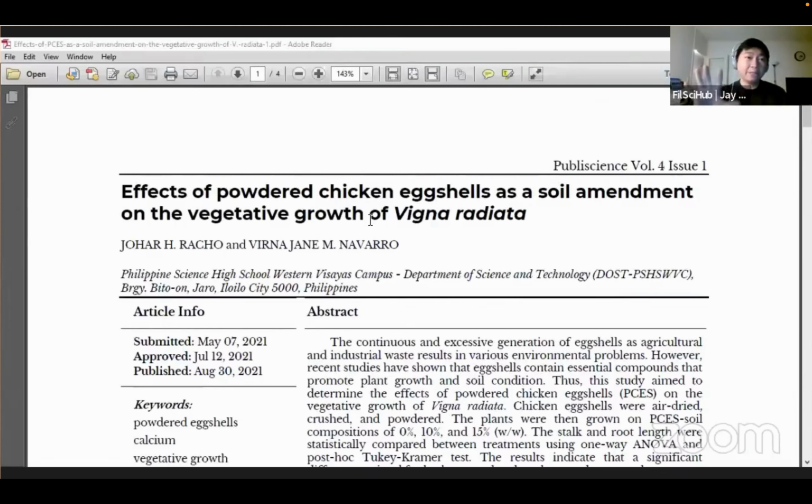Na napakasimpleng experiment lang po. This is done by high school students, and they are trying to see if there is an effect of powdered chicken eggshells as soil additive on the growth of Vigna radiata. So very sophisticated po, pero munggo lang po ito, mung bean plant. So they are insinuating that the calcium in the chicken eggshells will have an effect on the vegetative growth of the mung bean plant.